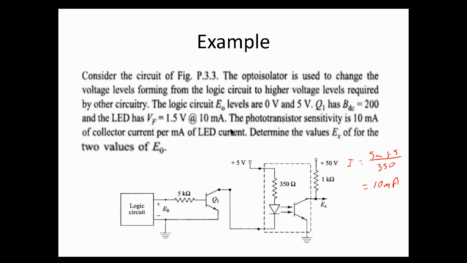All right. So now let's go back to this question. What is the output when we have 5 volts here, when coming out of your logic circuit? You said this is 5 volts. What is this output here equal to? I want you to analyze this circuit.